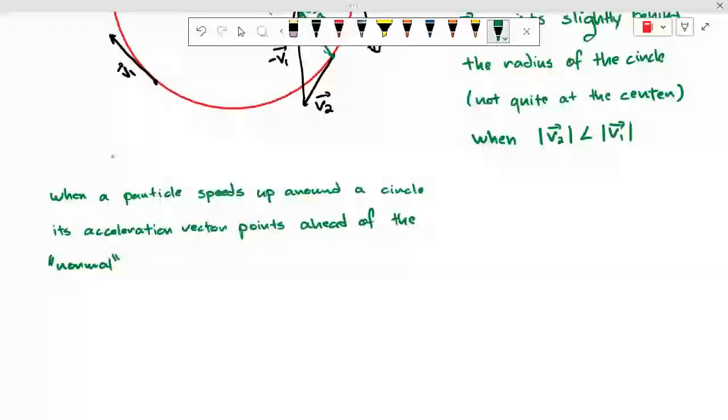So I just wanted to show you that acceleration does not have to be linear. It does not just have to change the speed. It could also change the direction.